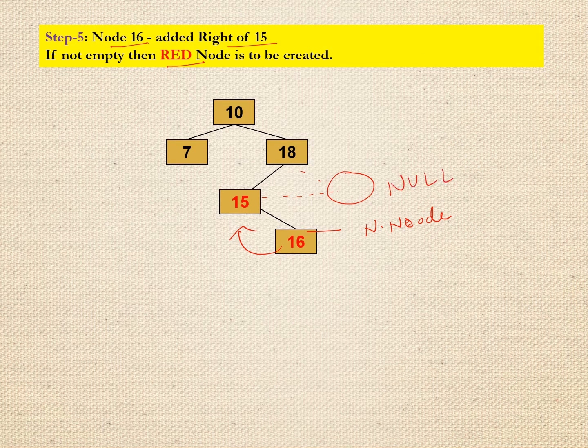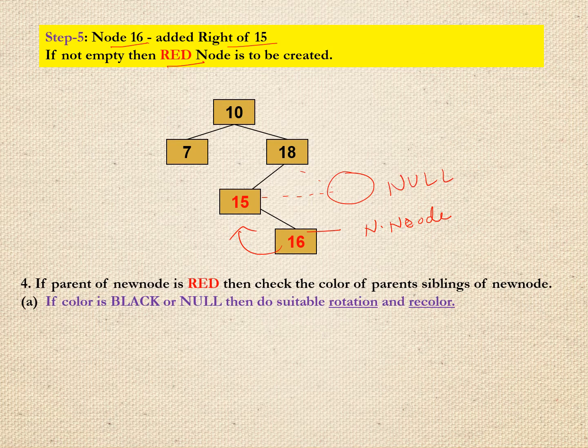According to the 4a rule, if the parent of a new node is red, then check the color of the parent's sibling of the new node. So 16's parent 15 was red. So we are checking whether its sibling is black or null. Yes, it is null. So we'll first do the rotation and then we'll recolor it. This is L and R.